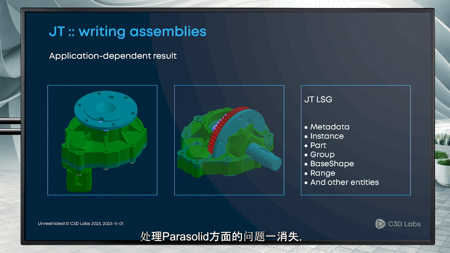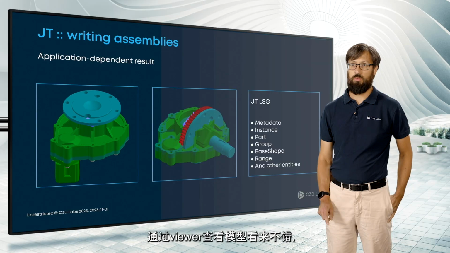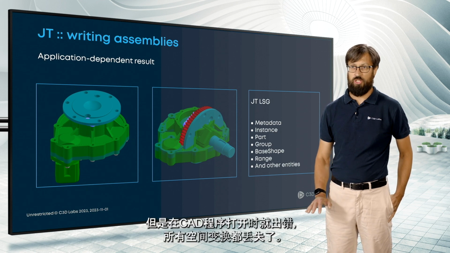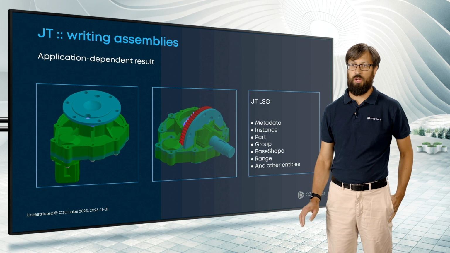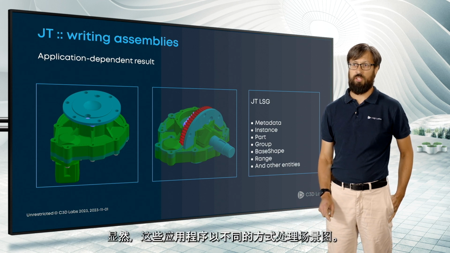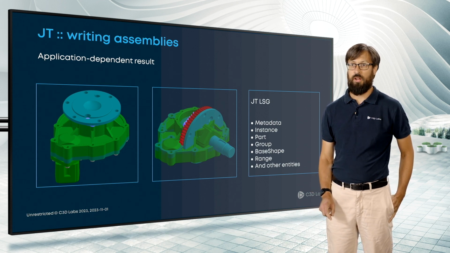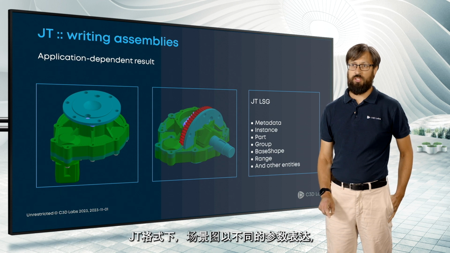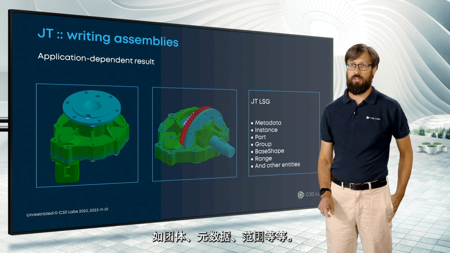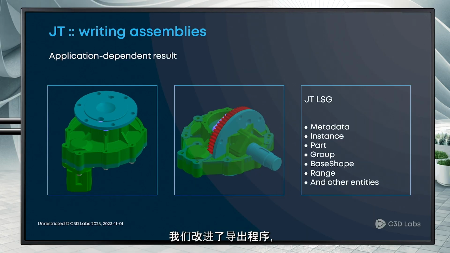As soon as the issues with Parasolid were gone, new ones related to JT structures appeared. The models, which looked well in a viewer, broke in a CAD application. All spatial transformations were lost. Obviously, this application processes the scene graph in a different way. To describe the scene graph, many entities are present in JT: group, metadata, range, and others. We improved our export procedure so that models exported from C3D looked equally in all available applications.